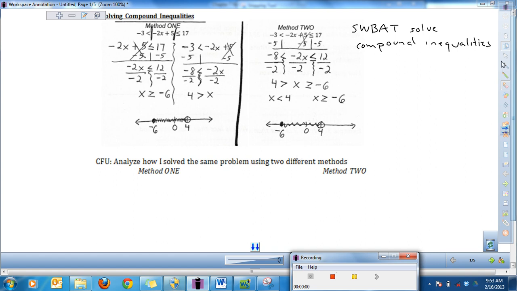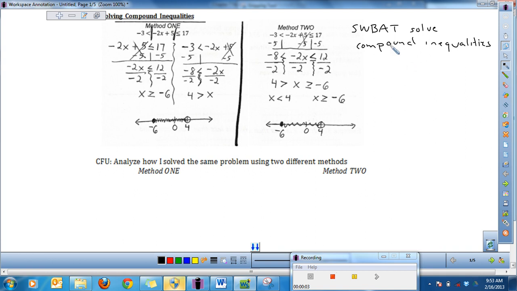Alright, today's video is on solving compound inequalities. So our objective is students will be able to solve compound inequalities. I want you to pause the video, and I want you to go ahead and look at method 1 and method 2 of solving compound inequalities. See how they're different, how they're similar, and then come back ready to kind of discuss the two different methods.